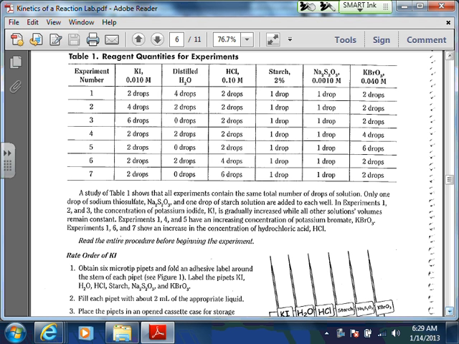Really, the things that we care about, the things that are in the net ionic equation, are the I minus, the H plus, and the BrO3 minus, I believe. So those are really the things that are the most important here. And I believe when you add the KBrO3, that's when the reaction is actually going to start.